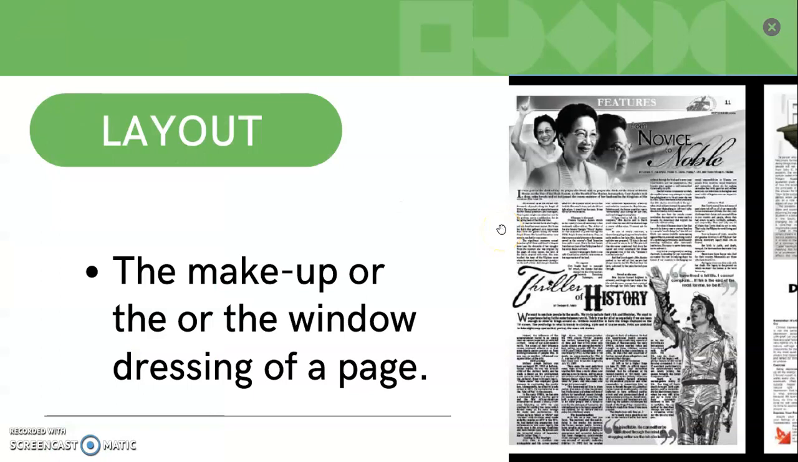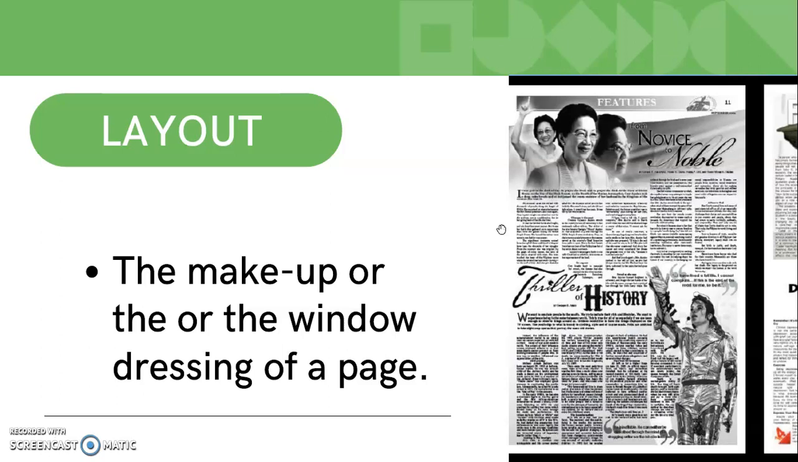So layout is also known as the makeup. Just like how we understand the word makeup, like the beauty products, we put it on our faces, especially for the girls, to make us more presentable. And that's the role of layout as well. In the campus paper, layout makes the campus paper presentable.